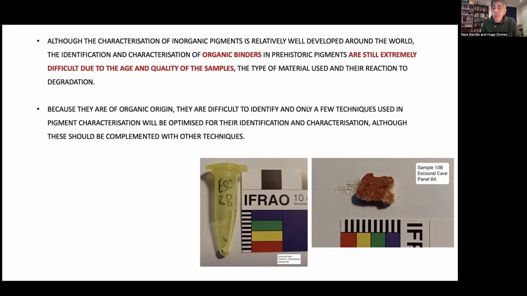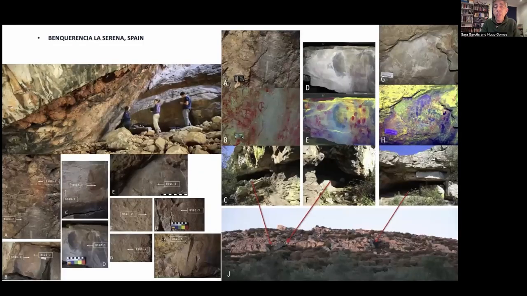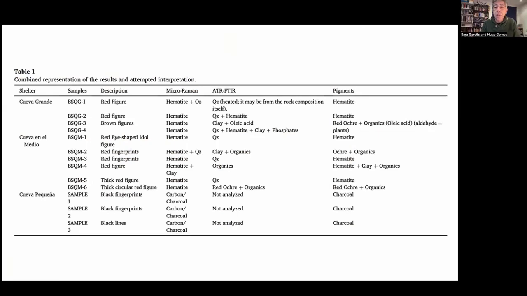So this is research that's still ongoing. Of course, as Sara said, we have a lot of publications related to this in the last few years. One example is a rock shelter in Bacarense de la Serena in Spain, where we had an organic identification with FTIR, and it was very useful to continue and start organizing our protocol, taking into account that we have organics.